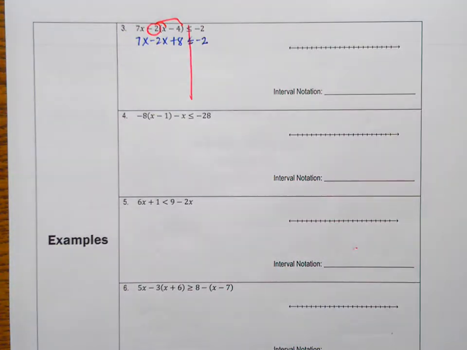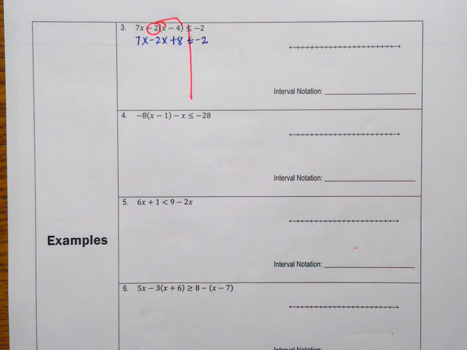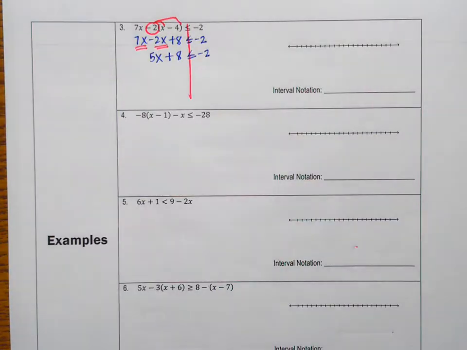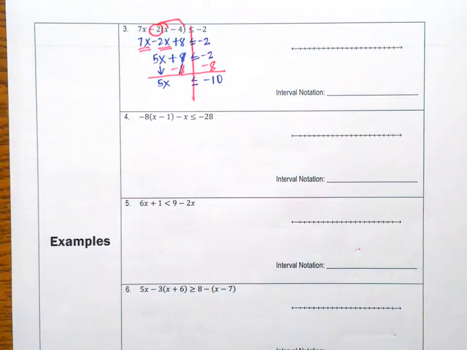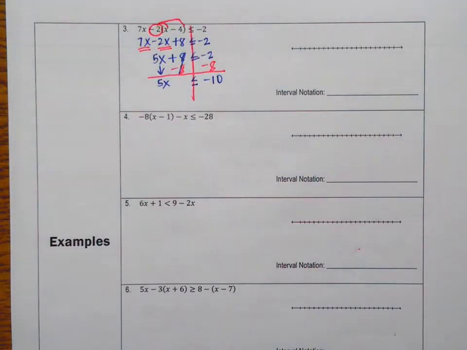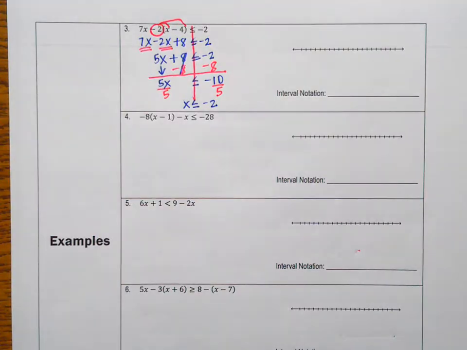Okay, so your first step should have been just to distribute that -2 to the x and the -4. So I got 7x minus 2x plus 8 is less than or equal to -2. The next step is just to combine like terms, so I combined 7x minus 2x to get 5x. Then I moved my constants to the other side of the inequality, and then did my last step to solve. My final answer was x is less than or equal to -2.